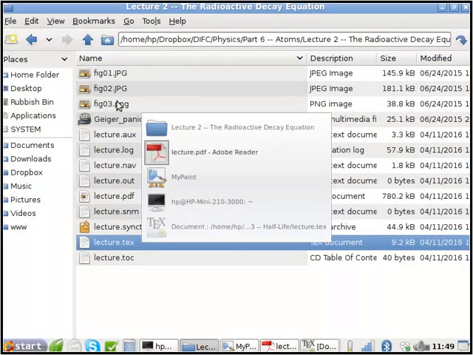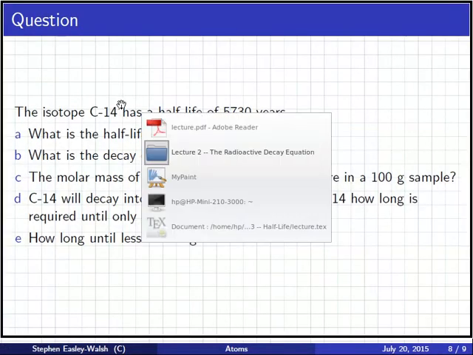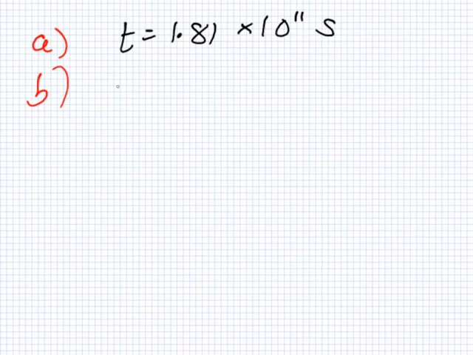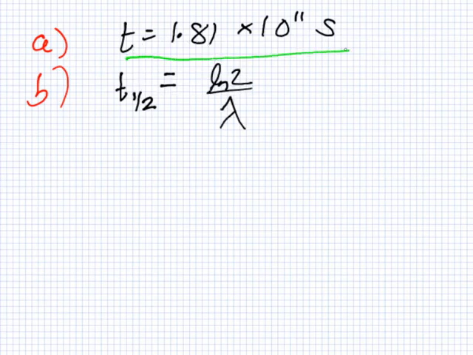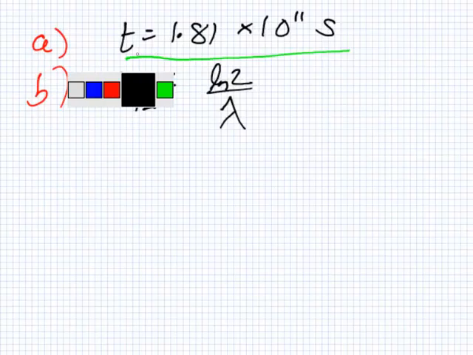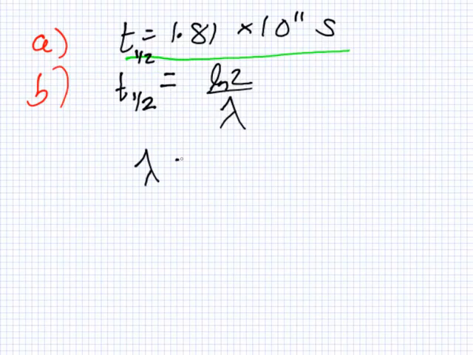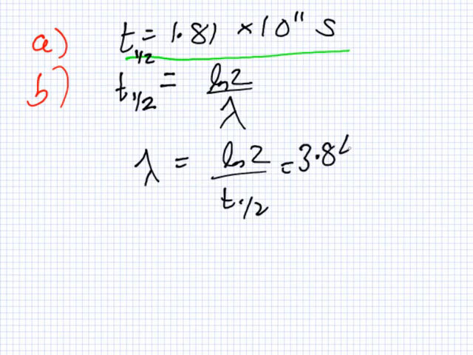What is the decay constant? Now, you can use your new formula for the half-life time. It's log 2 over lambda, and this actually is the half-life time, so I should put a little half here. Therefore lambda equals log 2 over the half-life time. So you get a tiny number, 3.84 times 10 to the minus 12 per second.